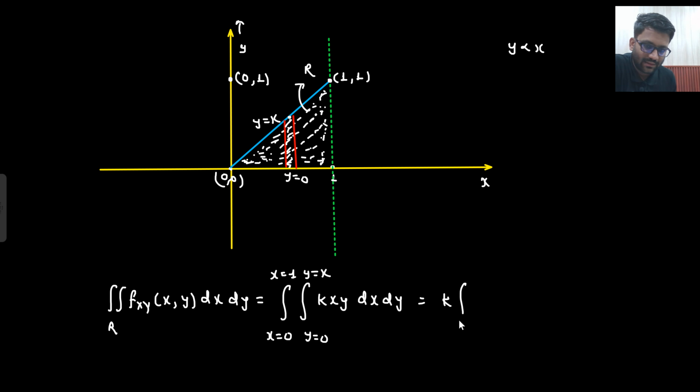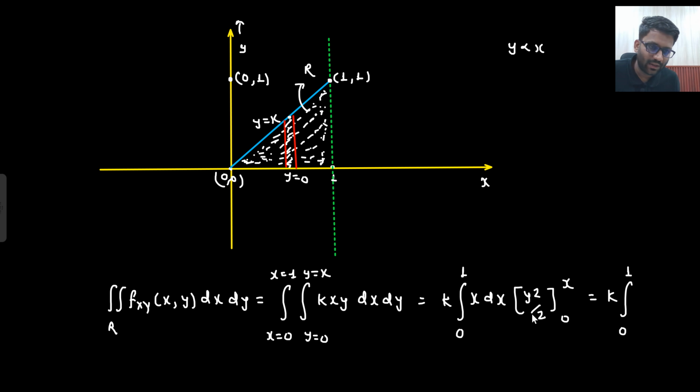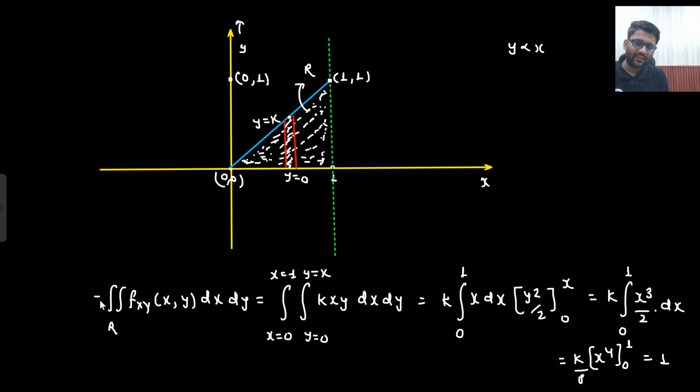Let x be as it is, x dx, x will go from 0 to 1, and here if I integrate y, what will I get? This was kxy. So if I integrate y, I get y square by 2, and then I put the limit of x here. K integral 0 to 1, if I put x here, I get x cube by 2 dx. So I will get k x to the power 4 divided by 8 going from 0 to 1, and this will be equivalent to 1.